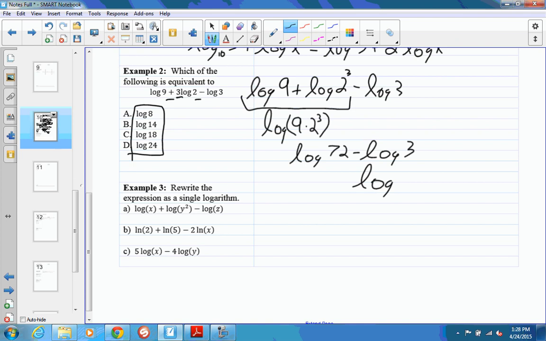On quotient, it says M and N, but I don't see M, N. Then where's B? It's 10, right? It's 10 because it's not there. And B doesn't even matter, as long as they're the same. So it would just be log of 72 over 3, which is what? Log of 24?